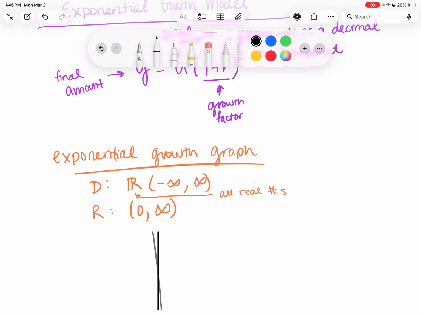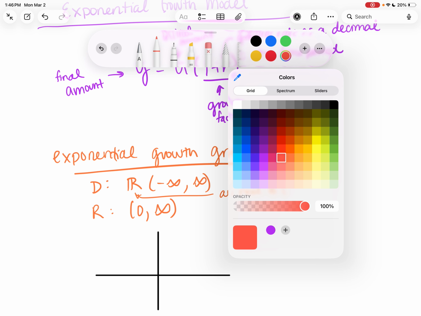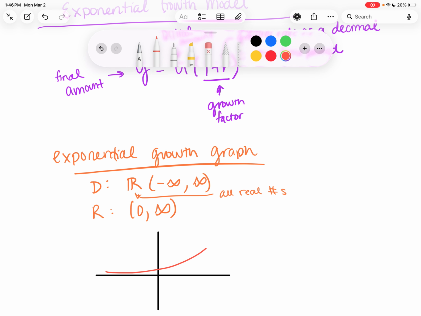So an exponential growth graph is going to look like this. An exponential growth graph looks like that. It never crosses the x-axis. Basically it gets closer and closer, never touches, and then goes up to infinity.